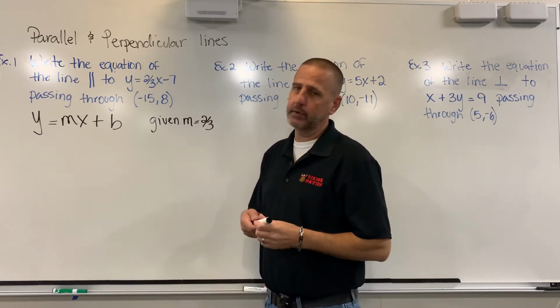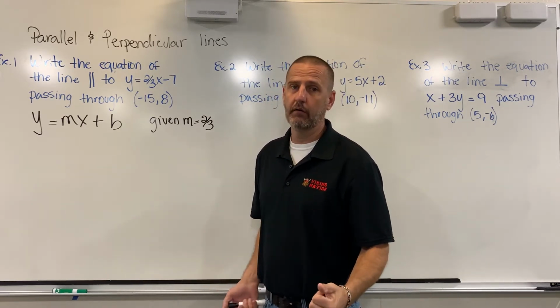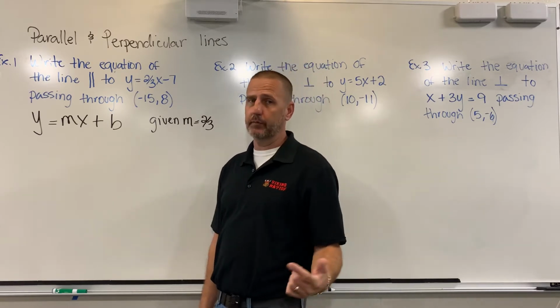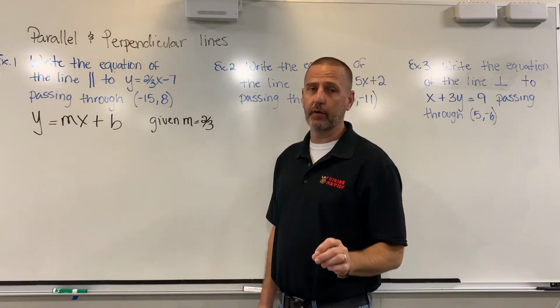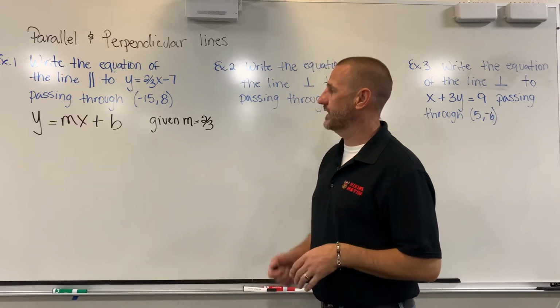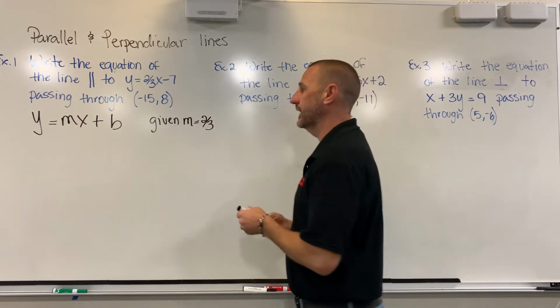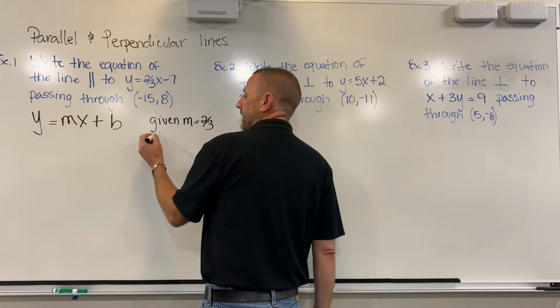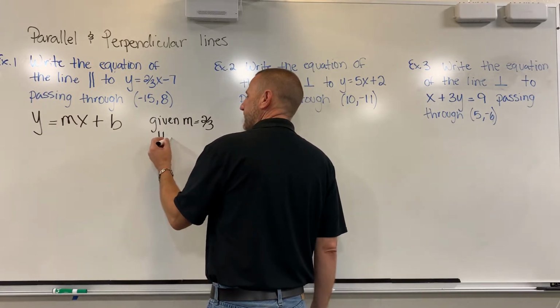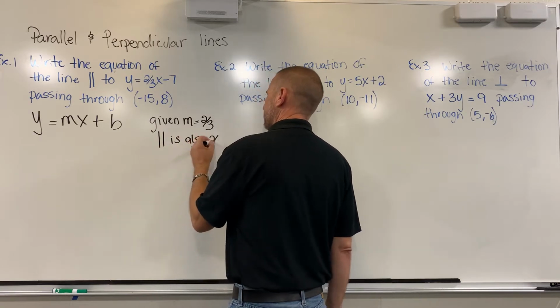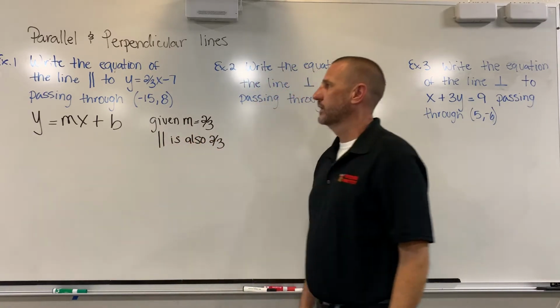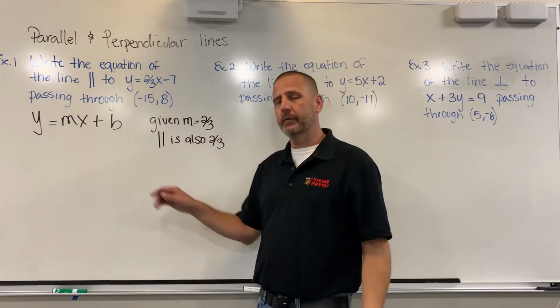Now we have to think about the terminology, what it means to be parallel. Well, in geometry and in algebra, when you're talking about parallel lines, you're talking about lines that have the same slope. So if I have to have the same slope as 2/3, I need to write that down: parallel slope is also 2/3. And if I have that, I'm pretty much ready to go.